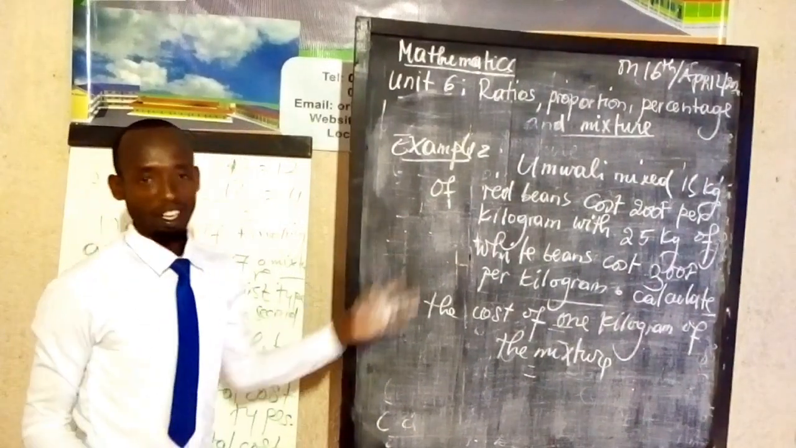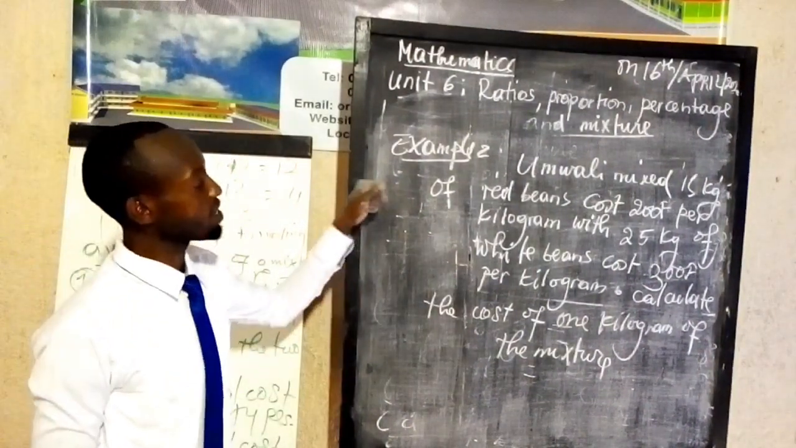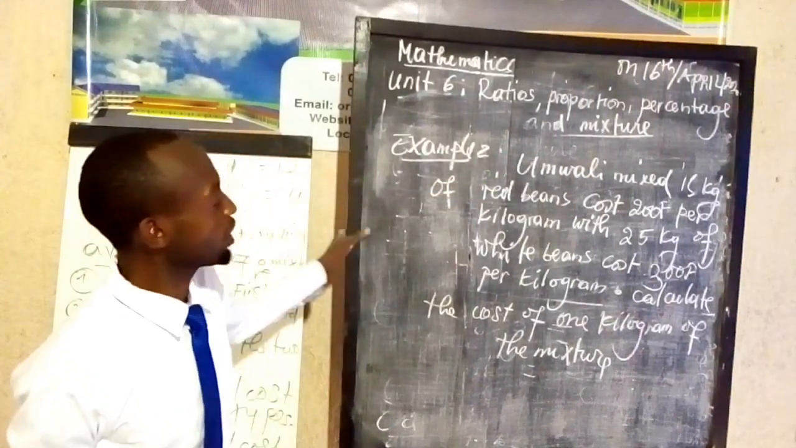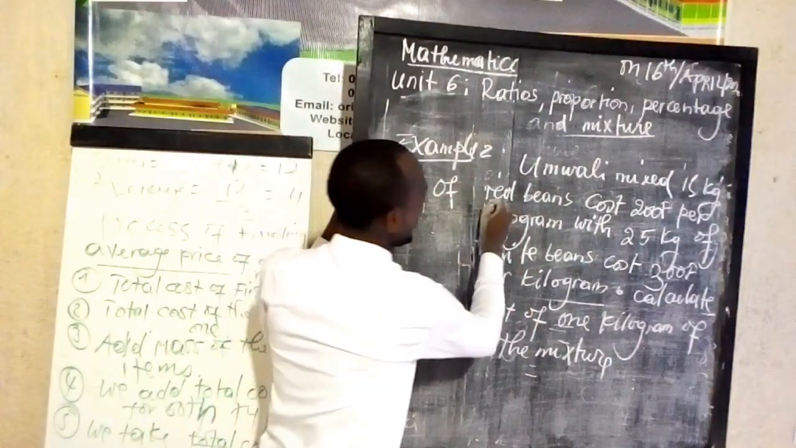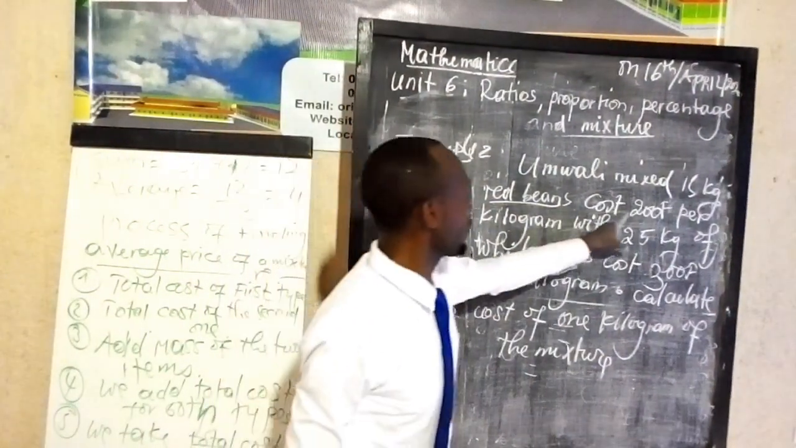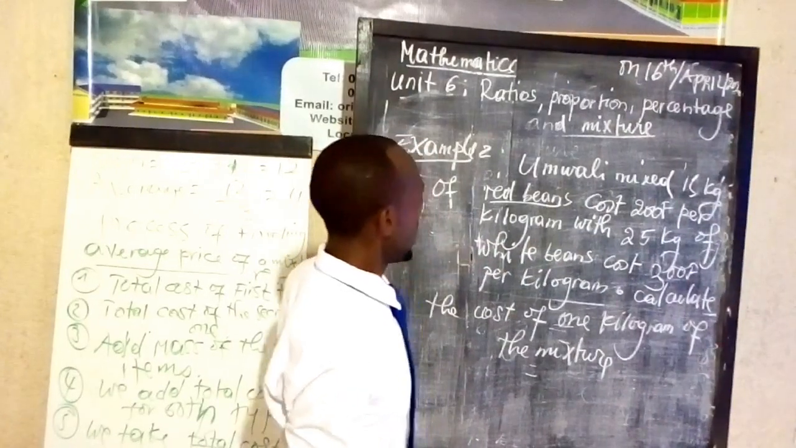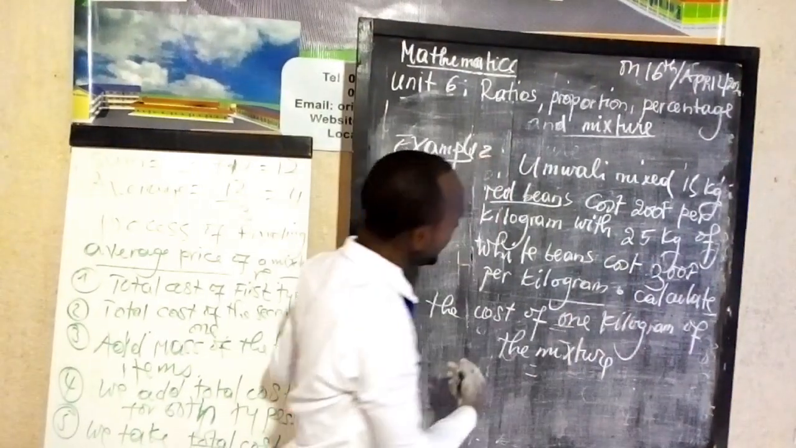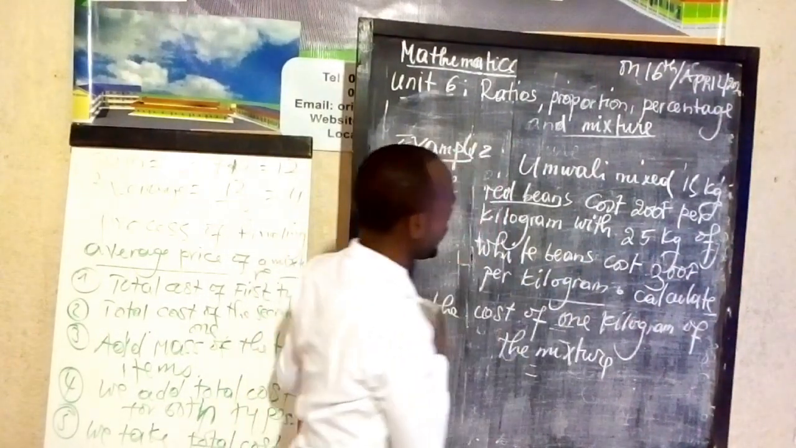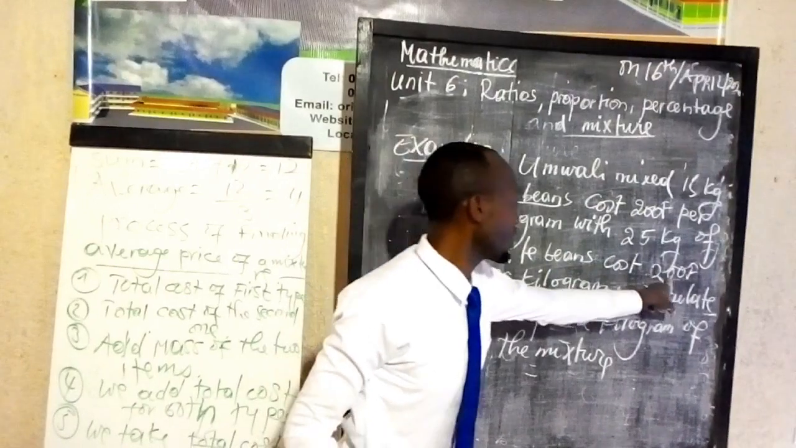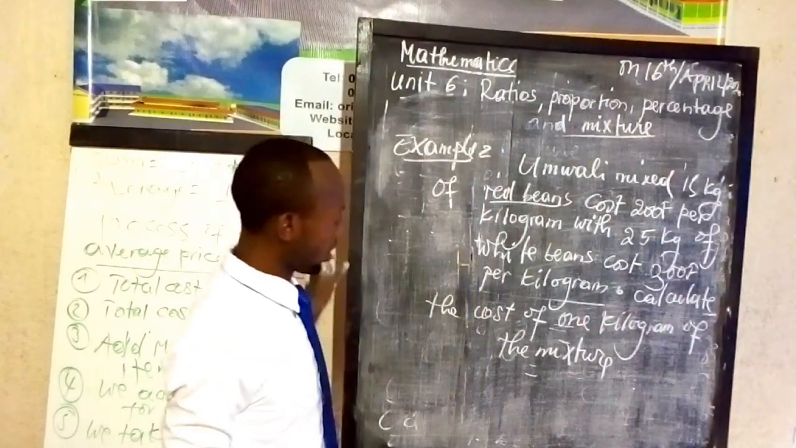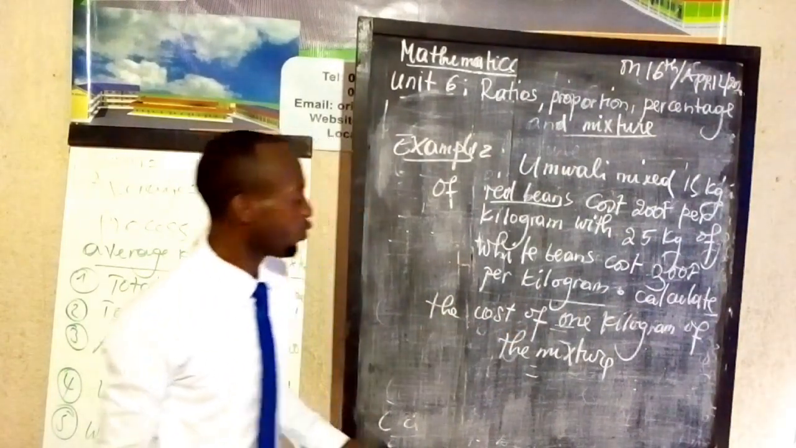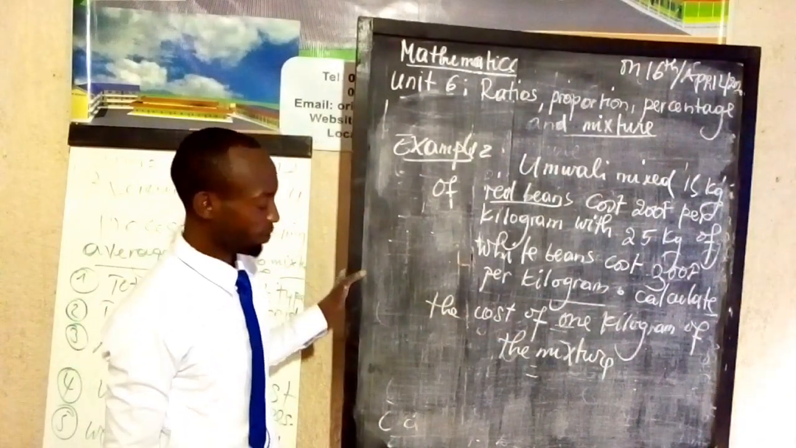Okay, coming back to the second example that we have on the blackboard, we have that Ungari mixed 15 kilograms of red beans. That is the first type. It costs 200 francs per 1 kilogram, and he mixed it with 25 kilograms of white beans. That is the second type of beans, costing 300 francs per kilogram. Then my question is: calculate the cost of 1 kilogram of the mixture.